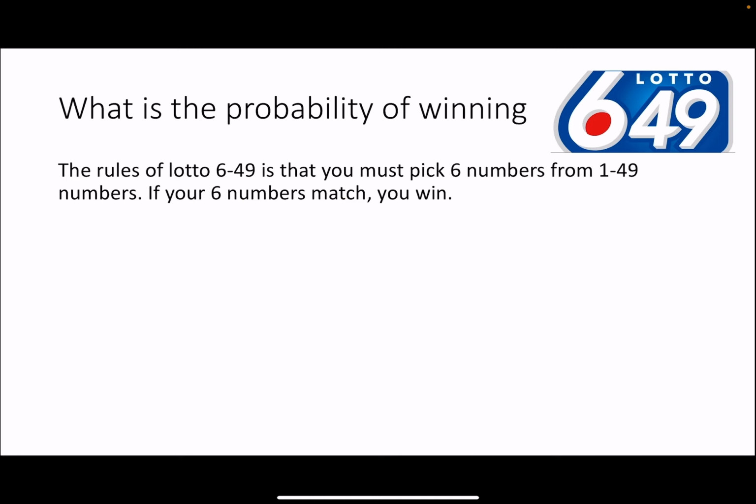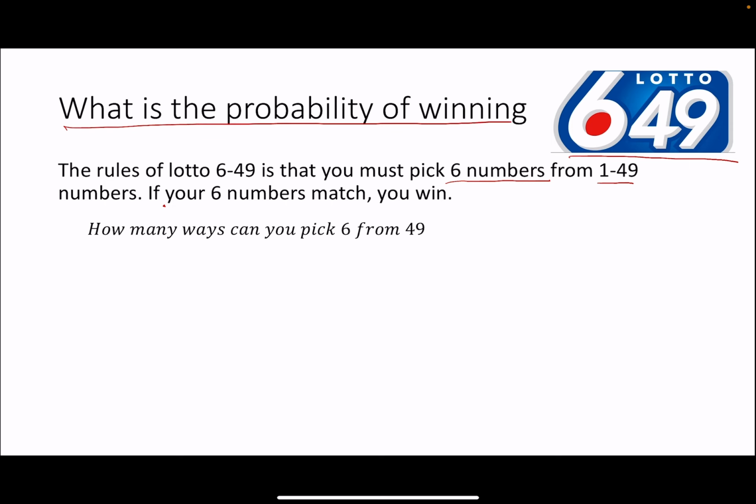So we have Lotto 649, which was a popular lottery. The rules of Lotto 649 are that you must pick 6 numbers from 1 to 49. If your 6 numbers match, you win. Now, order doesn't matter. So what is the probability of winning?